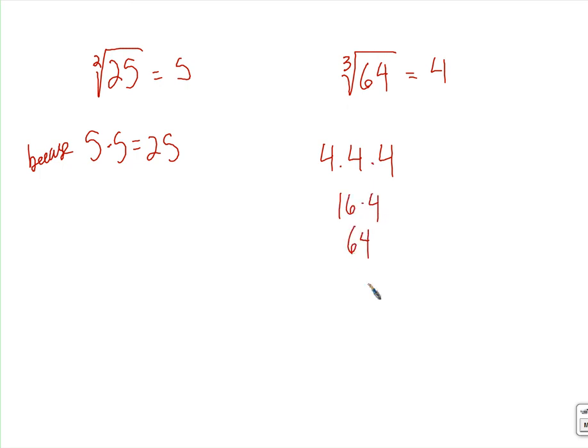64, and that is 64. Okay. So that's the cube root of 64. What's the cube root of 125? 5. We talked about this a little bit earlier. We already did 5 to the third is 125. The cube root of 125 is 5 because 5 times 5.